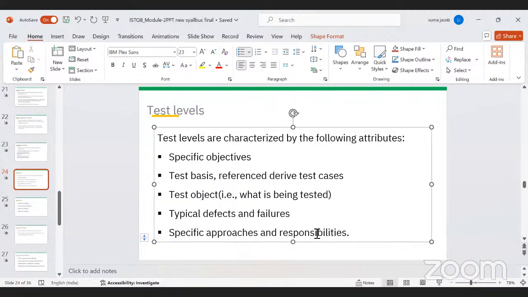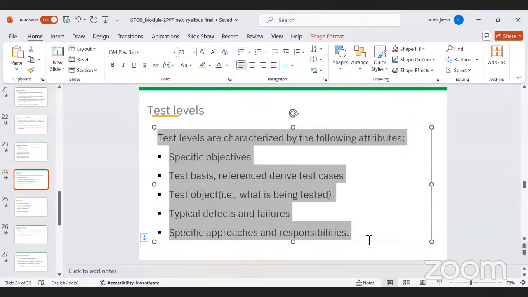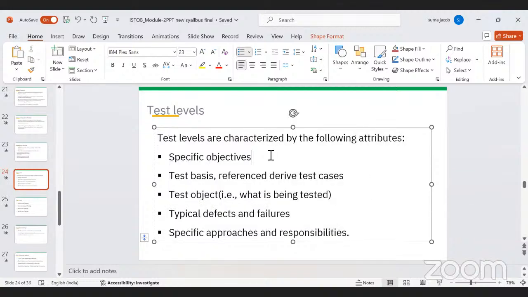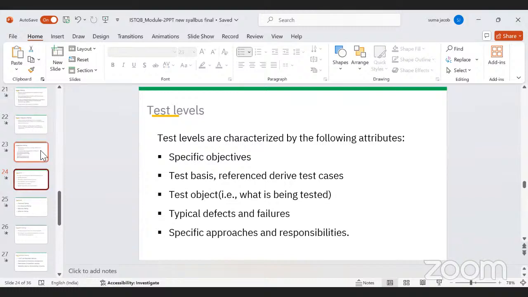For example, in acceptance testing, who will be doing the testing? It will be the client side or the customer. Whereas in unit testing, it can't be done by the customers. It should be done by the developers who are writing the unit test code. So each of the different test levels has its own different attributes which need to be distinguished from each other. So that is very important. So these are the different characteristics.